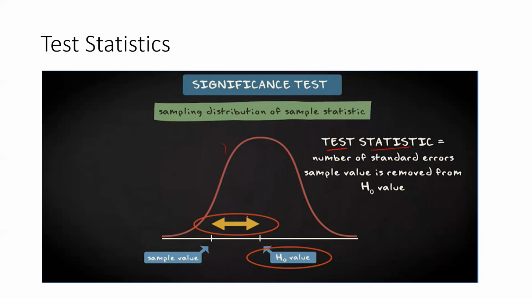So if here is the point of my null hypothesis and here is the point of the value that we are trying to assume, then this difference will be my test statistic. It also means the number of standard errors the sample value is removed from the null hypothesis. This distance, the number of sample standard errors, is what we call the test statistic. So to compute a significance test, we need to calculate the test statistic.